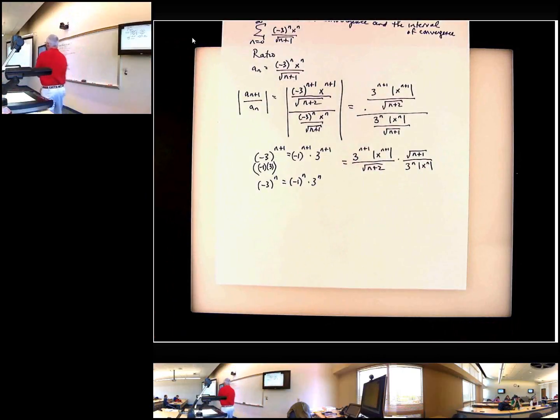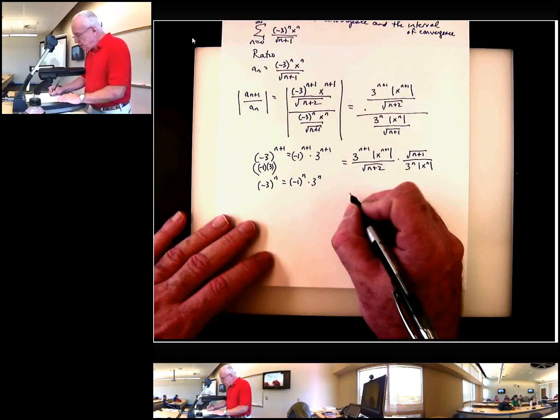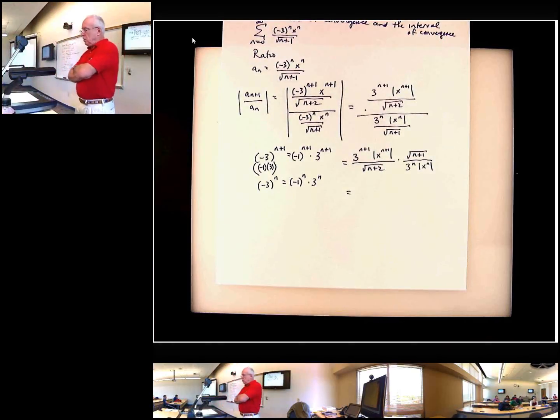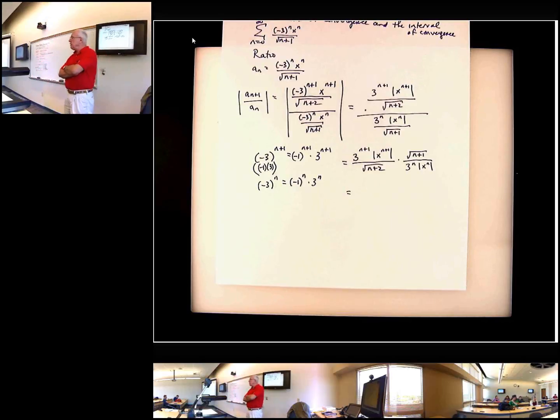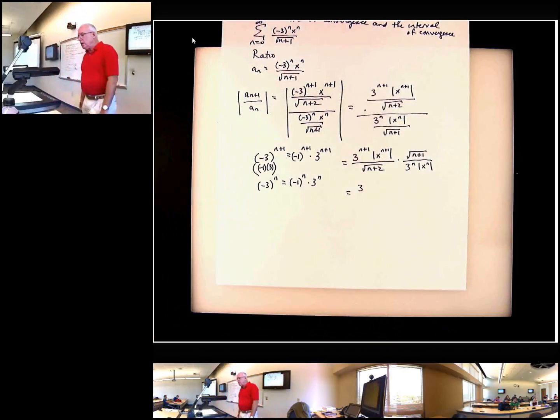Okay. And then we see that a couple of things are going to be reducing each other. So let's look at the 3's there. I've got a 3 to the n plus 1 on top and a 3 to the n on the bottom. So when the dust settles, what am I left with? 3 to the 1 on top, right? So I still have a 3 left in the numerator.